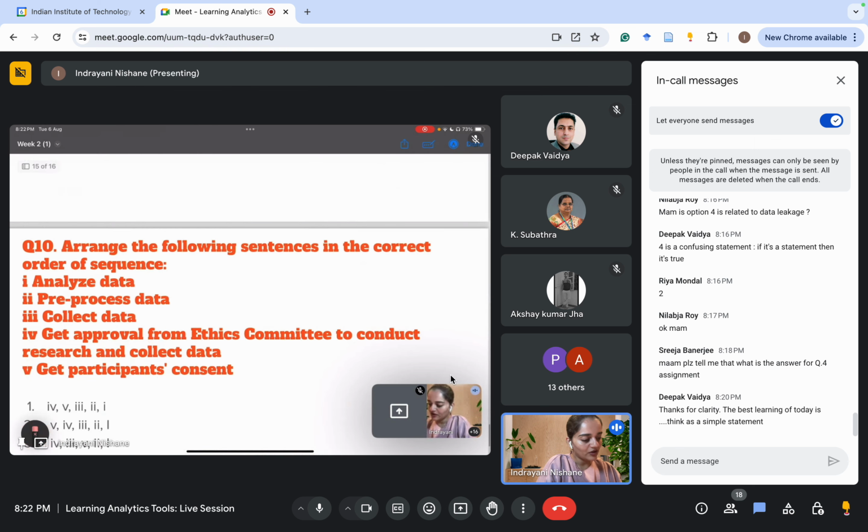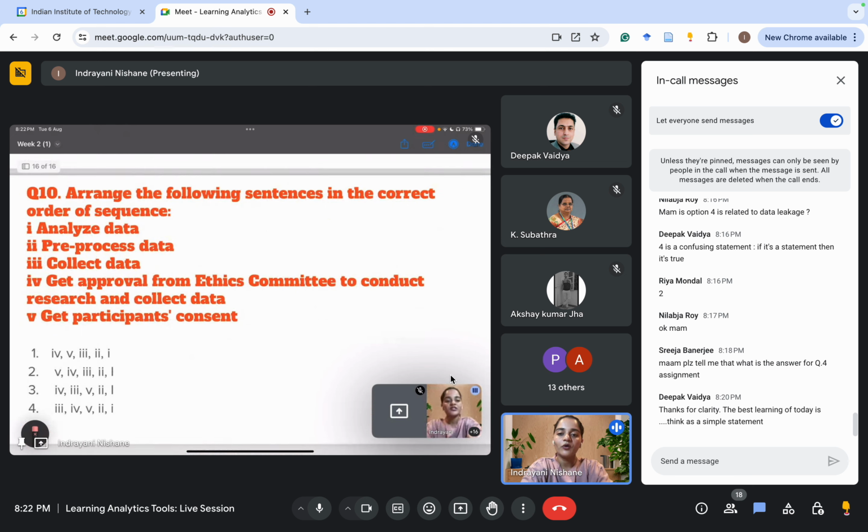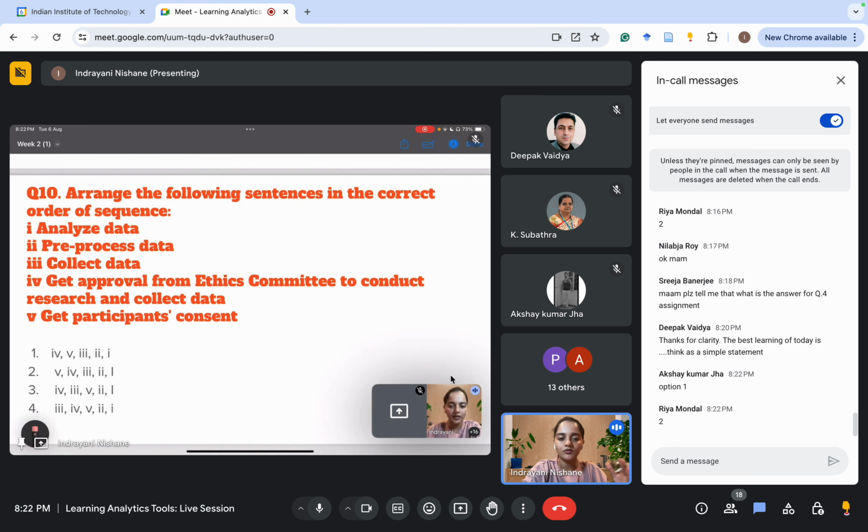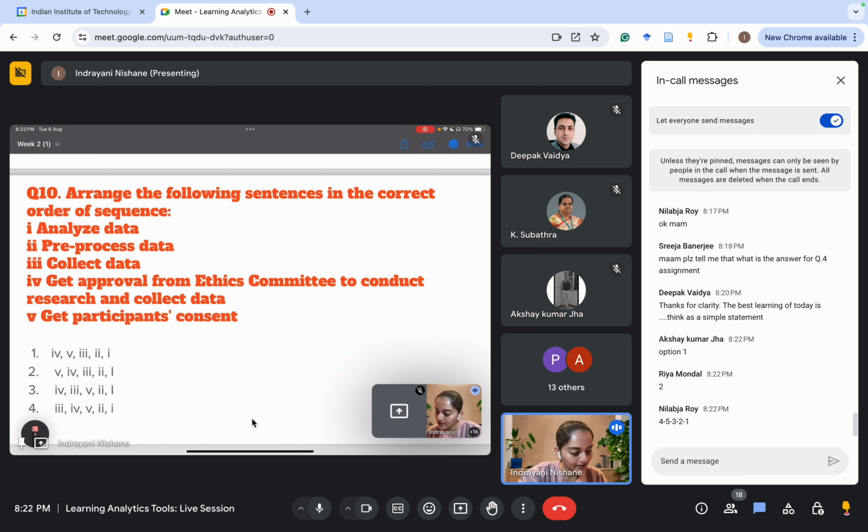Okay, so moving on to the last question. Arrange the following sentences in the correct order of the sequence. How will we be going through all the steps? All these steps are of the learning analytics study pipeline, the first slide which we did today. I will just write numbers here on the side. The steps are: analyzing the data, pre-processing the data, collection of the data, get approval from the ethics committee to conduct research and collect data, and get participants' consent.